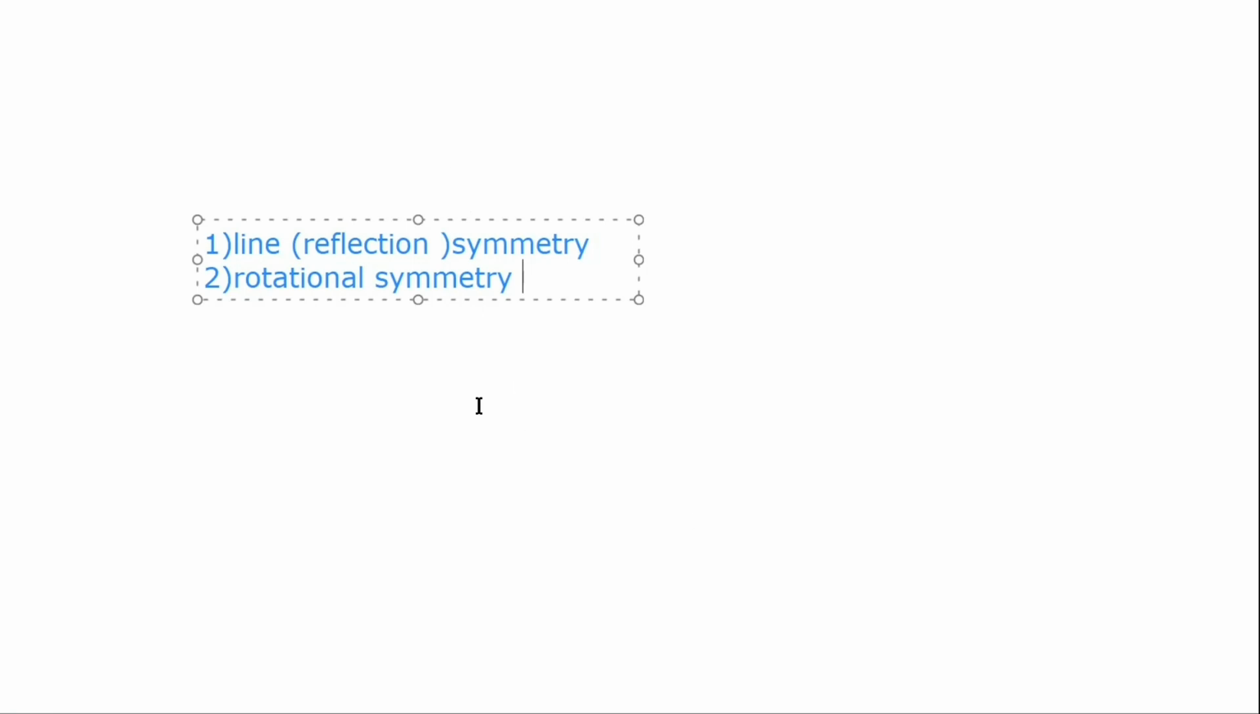Okay, the symmetry that we are going to deal with today, as we said, is of two kinds. The first one comes from reflection. As you know, reflection is a rigid motion, so it can give you a symmetrical shape. We will see how. This is the first kind, line or reflection symmetry. The second kind is called rotational symmetry. Okay, let's go back to our book.